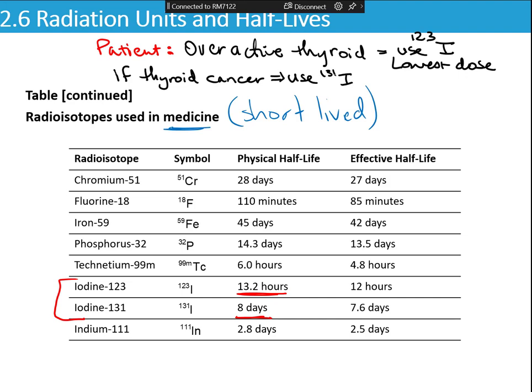So iodine 131, you give a higher dose. It's in the body longer, and it ends up concentrating in the thyroid, and ends up causing damage. So now you've treated the cancer. You've destroyed the thyroid and the abnormal cells too.